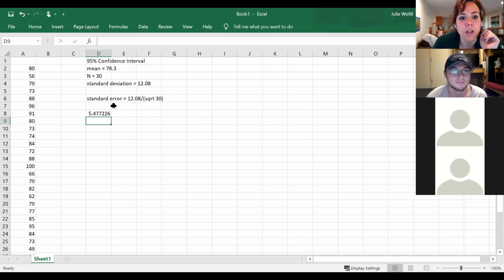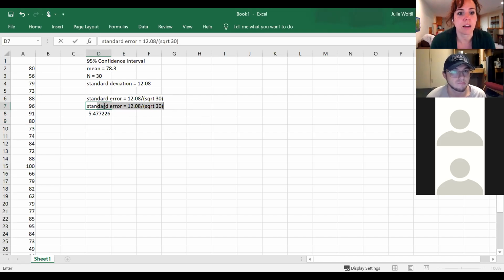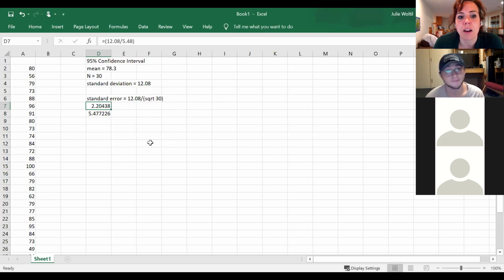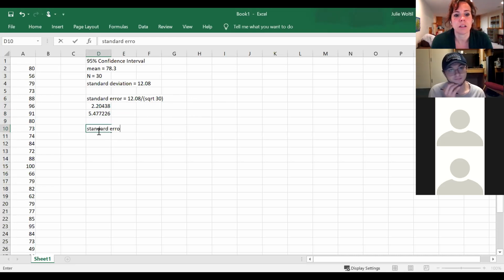So now what I wanna do is, standard error equals, no, that's not gonna like that. So let's just do equal 12.08 divided by 5.48. I'm just gonna round, and that is my standard error. Okay, so standard error equals 2.20.